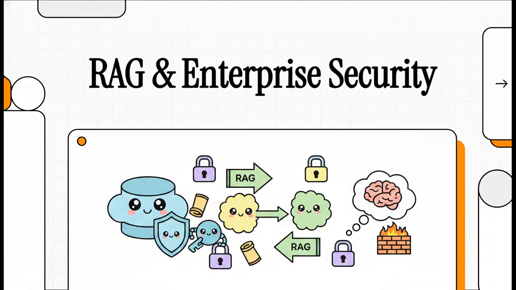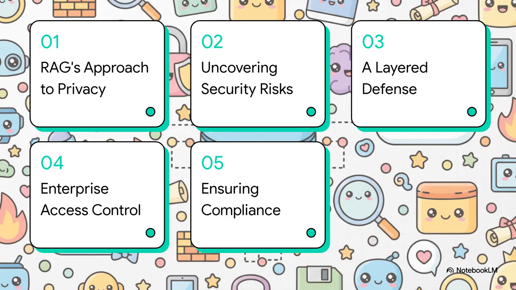Ready? Let's jump in. Here's our game plan. We'll kick things off with why RAG is great for privacy in the first place, then we'll get real about the security risks it can create. After that, it's all about solutions: building a defense, doing a deep dive on access control, and wrapping up with compliance. It's all about thinking like a responsible architect, right?